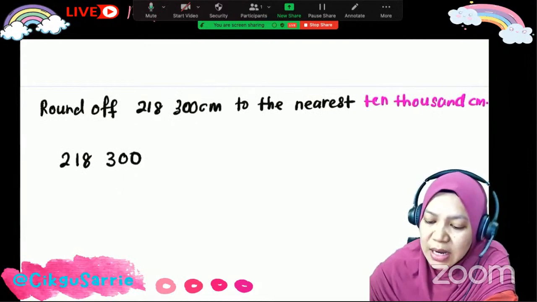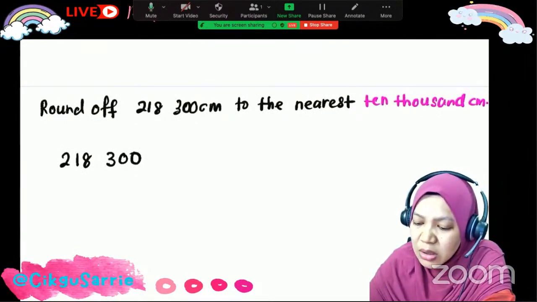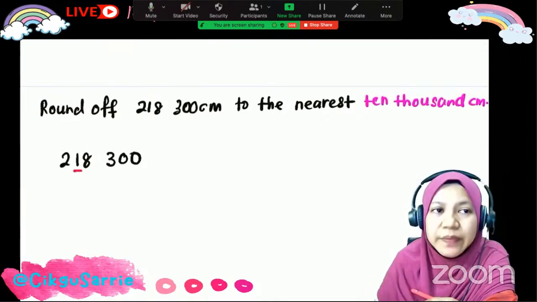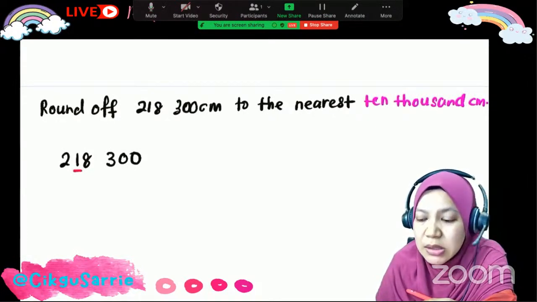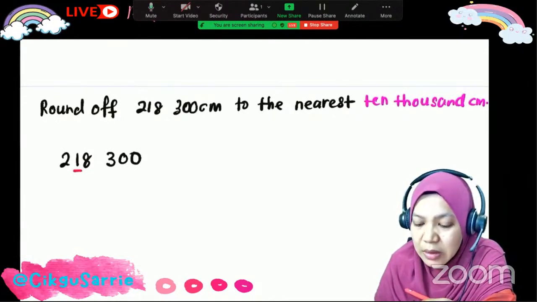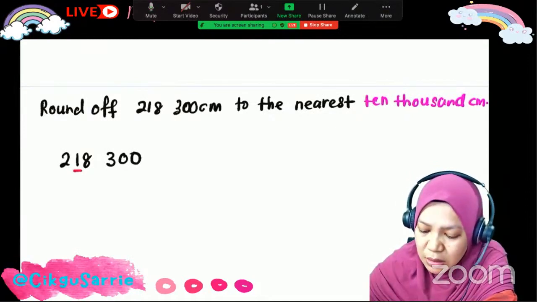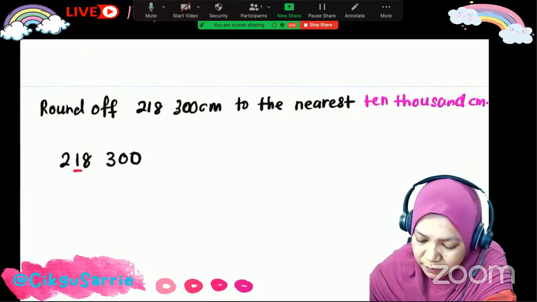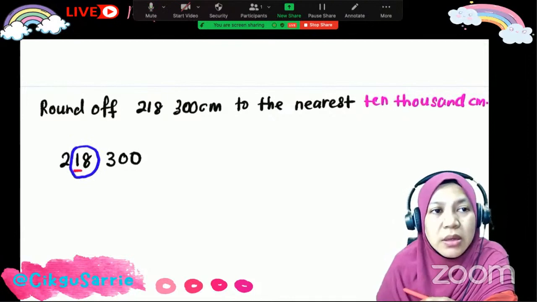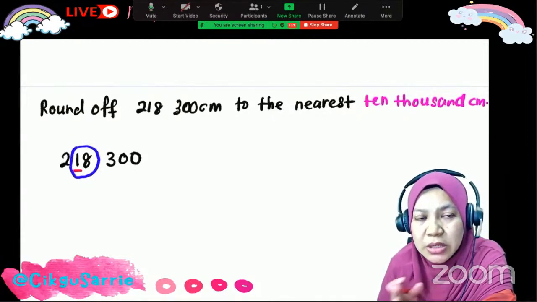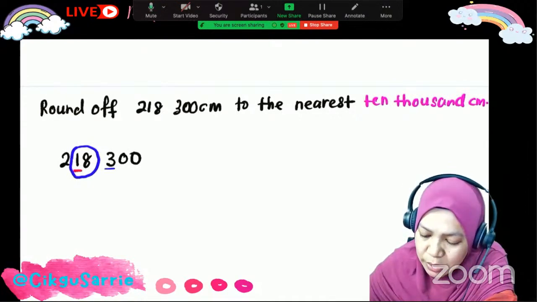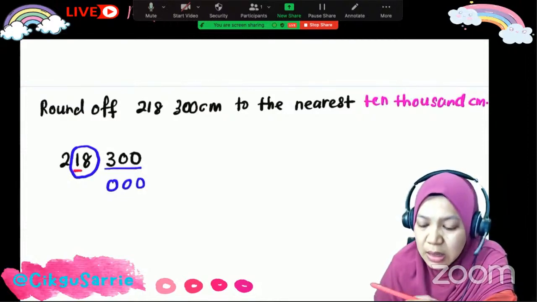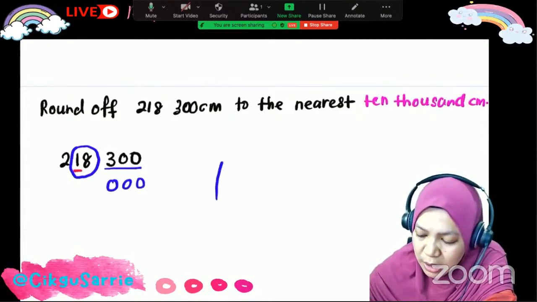Next, we will underline the digit on the 10,000 place. So here, digit 1 is at the 10,000 place. Next step, we circle the underlined digit with one digit at the back. So what happened to the three digits at the back? This one, we will replace with 0, 0, 0. After we are done, we draw the rounding curve.